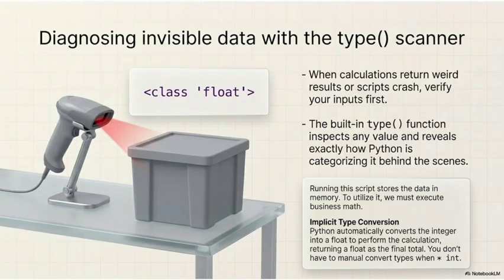Why does this matter? When calculations return unexpected results or your script crashes with a type error, the first diagnostic step is to always verify your inputs with type. Don't assume a variable holds what you think it holds. Scan it. Think of type as an inspector function. It reveals the hidden data structure Python is working with behind the scenes.